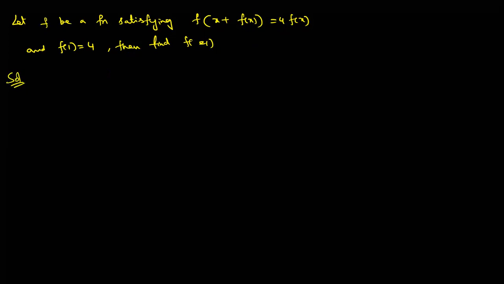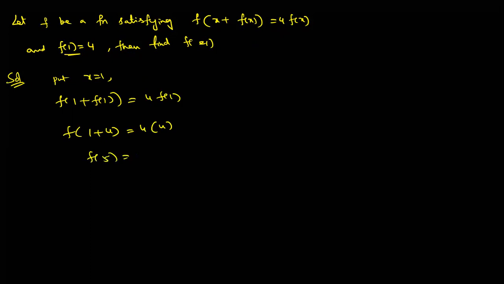How to solve? First of all, what is the given condition? So directly put x is equal to 1. What is your answer, anyone? 1 plus f of 1 is equal to 4 into f of 1. 1 plus 4, 4 into 4. So f of 5 is equal to 16 is coming. See, what are they asking? 21. Clear? So for what value of x do I get f of 21? Anyone?